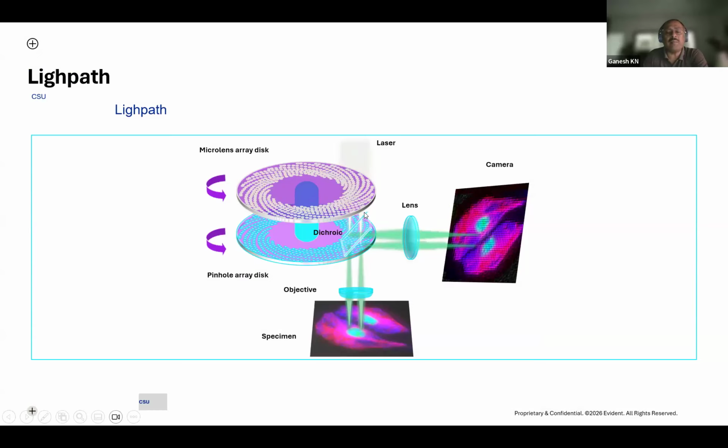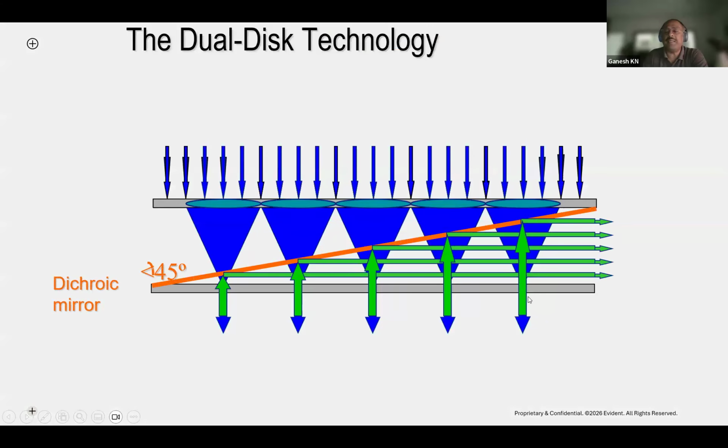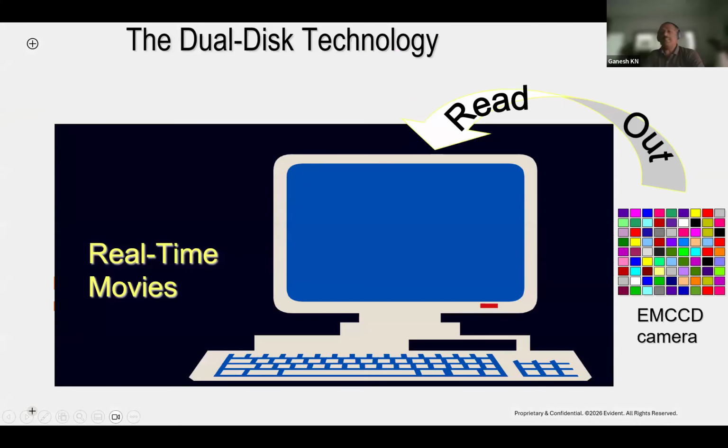You place a dichroic mirror or a beam splitter that reflects the emission towards the scanner, and that's how you can collect an image. The beam splitter will collect the information on a conventional camera, and this camera is now highly sensitive. It has an ability to collect up to 95% of the signal.